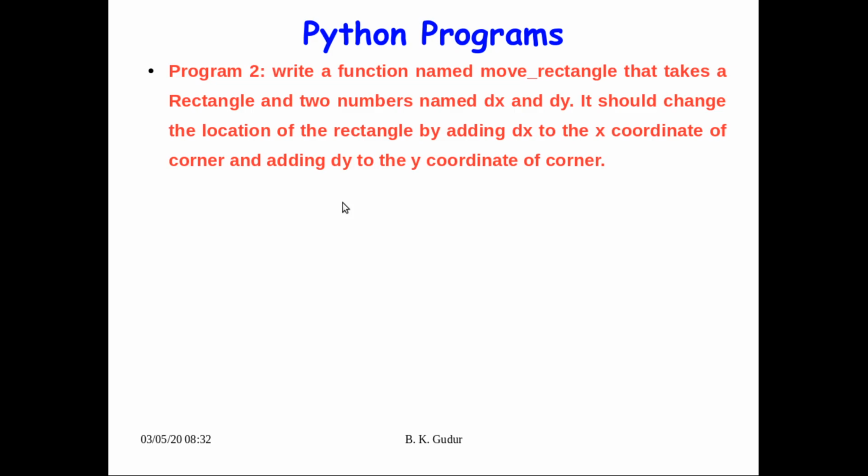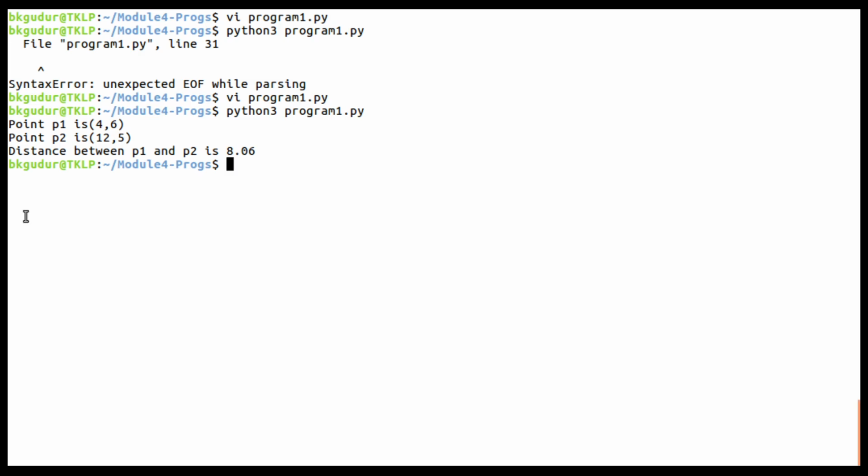There are 2 programs, one which we earlier discussed, which is growing a rectangle. In the case of growing a rectangle, we don't change the corner; instead the dx component will be added to the width, and the dy component will be added to the height of the rectangle. Whereas this is a move rectangle program, where dx will be added to the x coordinate of the corner and dy will be added to the y coordinate of the corner, so that the rectangle is going to shift or move instead of growing. Okay, so let us write this program.